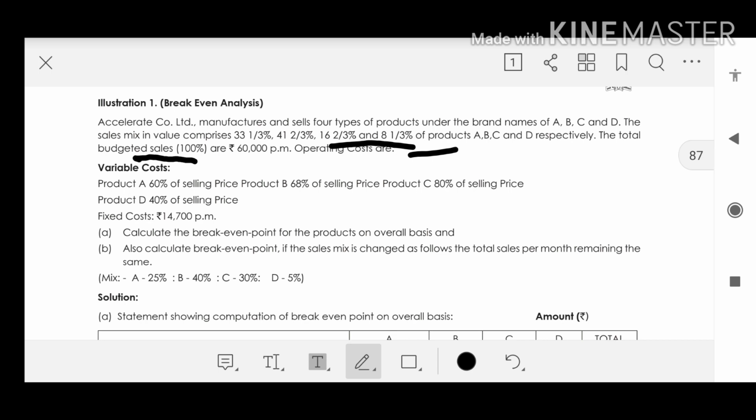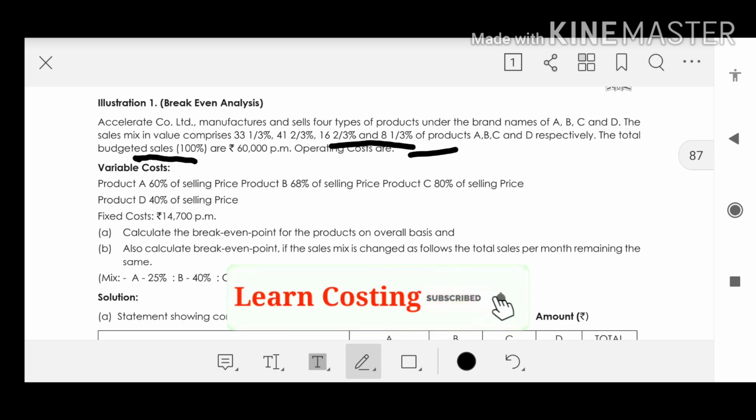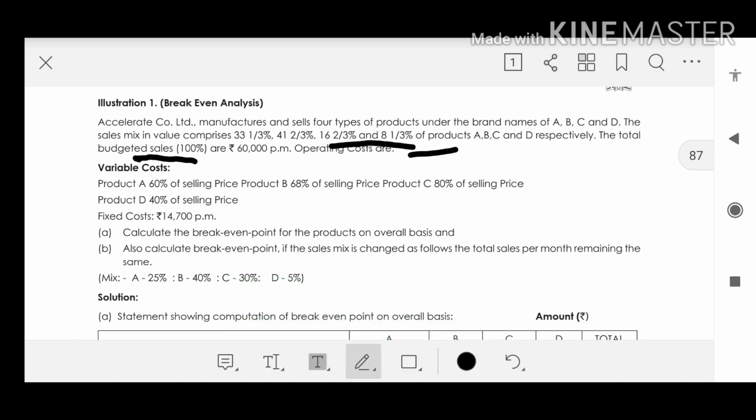They didn't give the variable cost straightly. They gave variable cost for A as 60% of selling price, so we have to calculate 60% of the selling price of A. Next, for B 68% of selling price, for C 80% of selling price, and for D 40% of selling price, and then fixed cost, that is rupees 14,700 per month. Now they have given 2 questions.